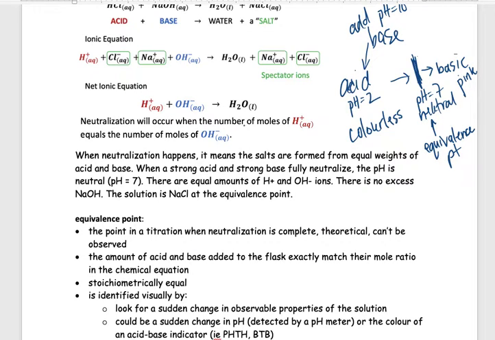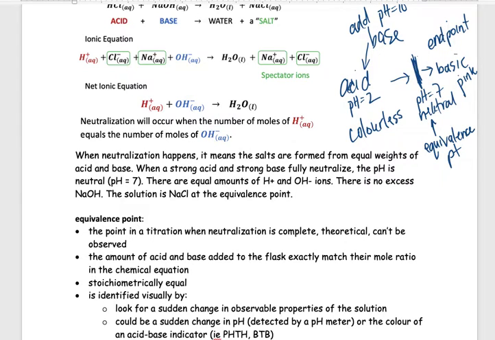But when you go one drop over, so one drop over and you stop, that's called the endpoint. Okay, so I apologize that this is so messy here. All right, so one drop over, now you're past the neutral point, and now you've gone more basic.